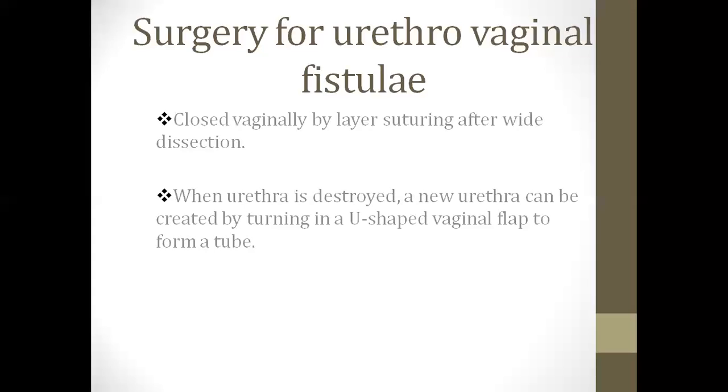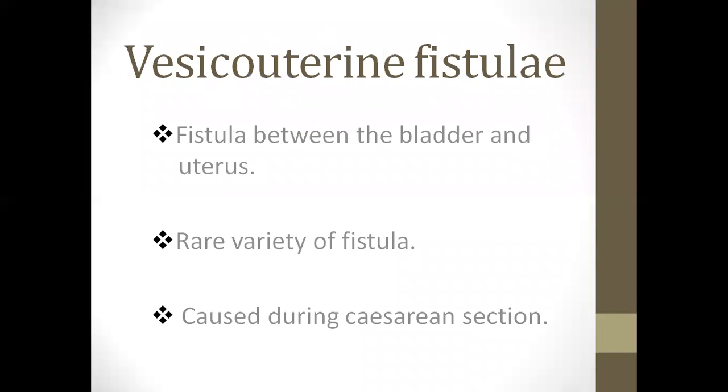Surgery for urethrovaginal fistula: closed vaginally by layer suturing after wide dissection. When the urethra is destroyed, a new urethra can be created by turning in a U-shaped vaginal flap to form a tube. Vesicouterine fistula: fistula between the bladder and the uterus. It is a very rare variety of fistula caused by cesarean section.